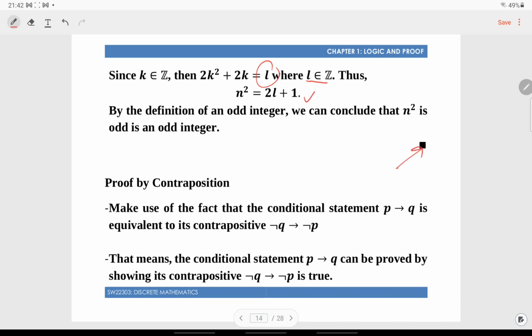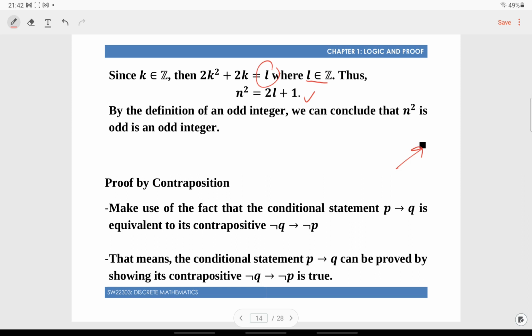Okay, so I think the direct proof is quite easy. So for an if-then statement, or conditional statement, we need to assume the given hypothesis is true. So our task is to show that the other statement after the condition is also true.